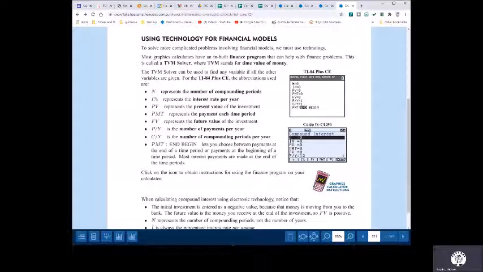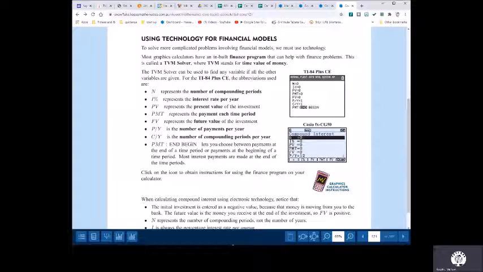A few abbreviations we need to know. N is the number of compounding periods. If the investment is compounded per year, it would be the number of years, but generally, if it's quarters, it would be the number of quarters over the entire life of the investment or loan or whatever it may be. I is the interest rate per year, not per compounding period. The calculator can do that for us.